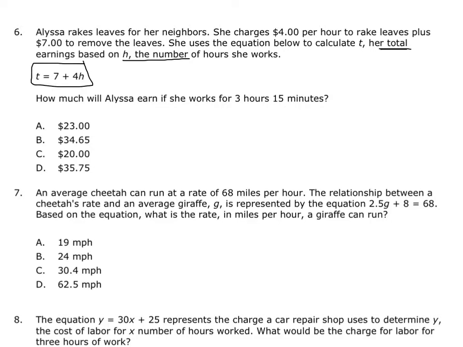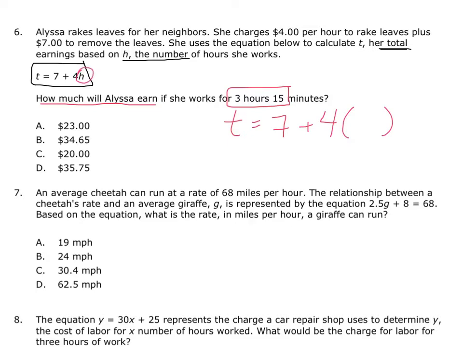The best part about reading this information, though, is to know what the T stands for and what the H stands for. So we know T is the total earnings, and the question asks how much will she earn. So T is what we're looking for, so we don't know T. We do know, though, how many hours she works. So 7 plus 4 times. So we're going to be able to fill in the H with 3 hours and 15 minutes.